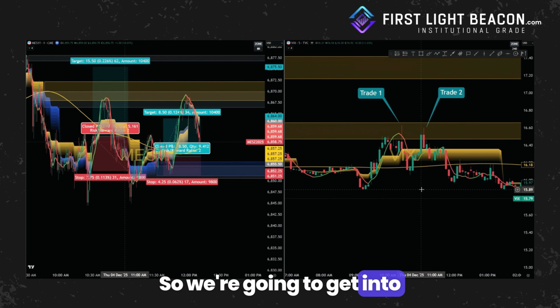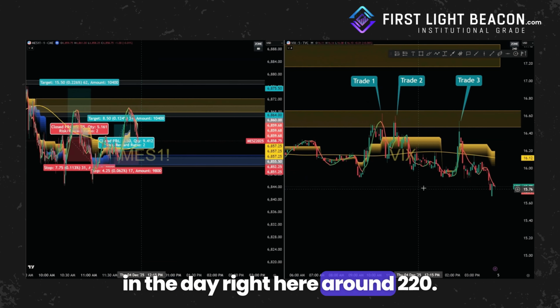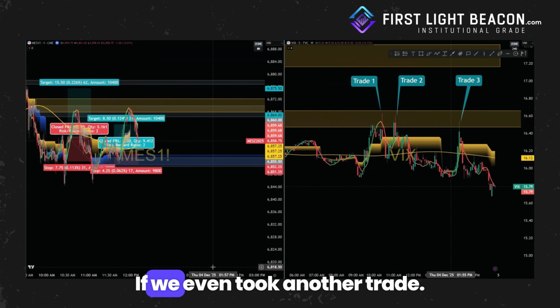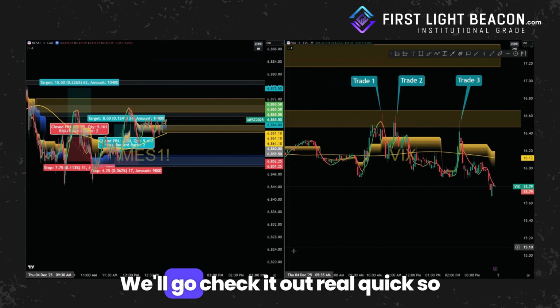So we're going to get into another rejection later on in the day, right here around 2:20. If we even took another trade, once you win one, we usually just stop. We'll go check it out real quick just so I can show you guys the example. And that's 130. So you can set an alert for this over here. So when this actually touches this, you know to come look at the chart, right? And other than that, you just let the chart do whatever it's going to do, leave it alone. And that is the best bet.